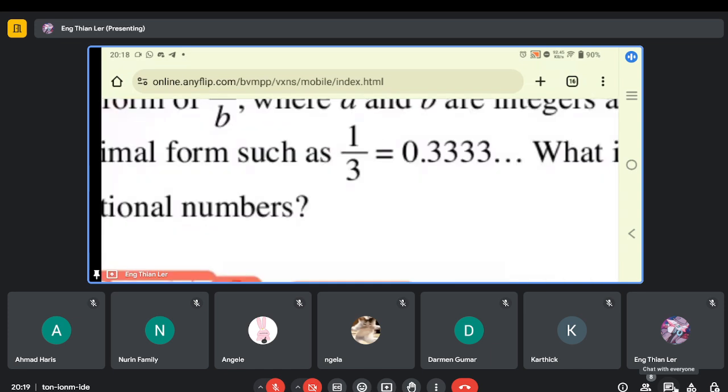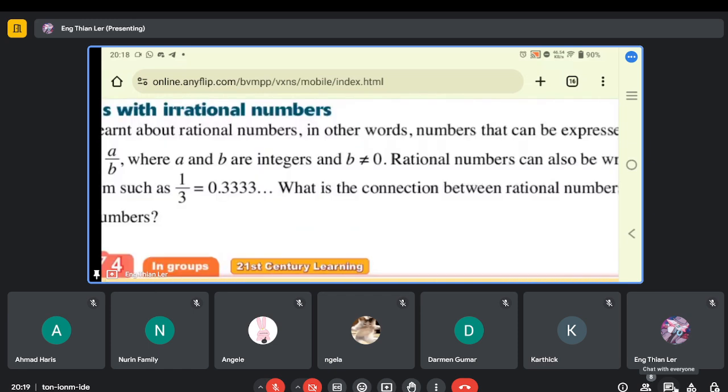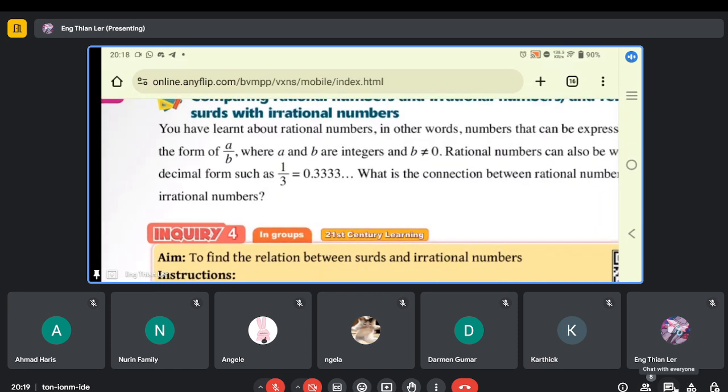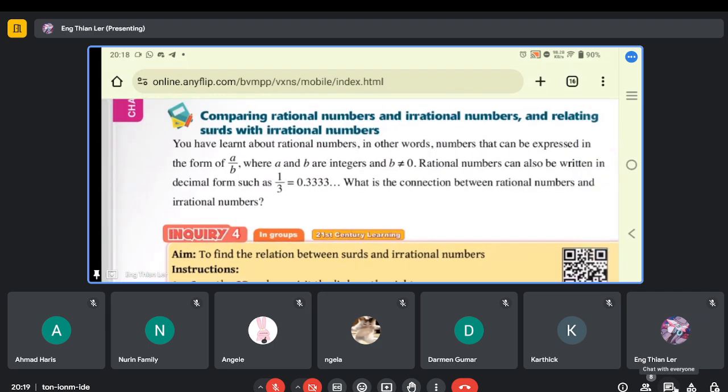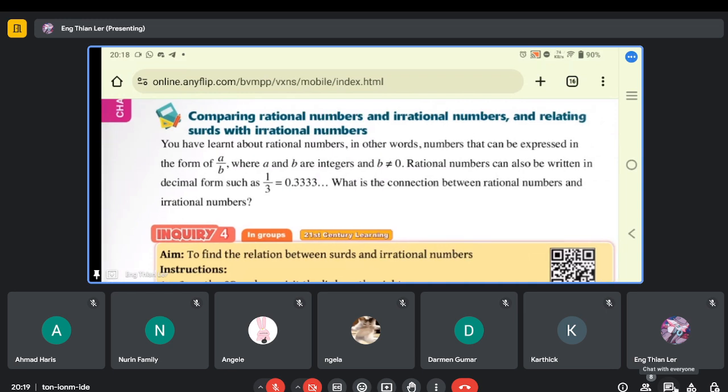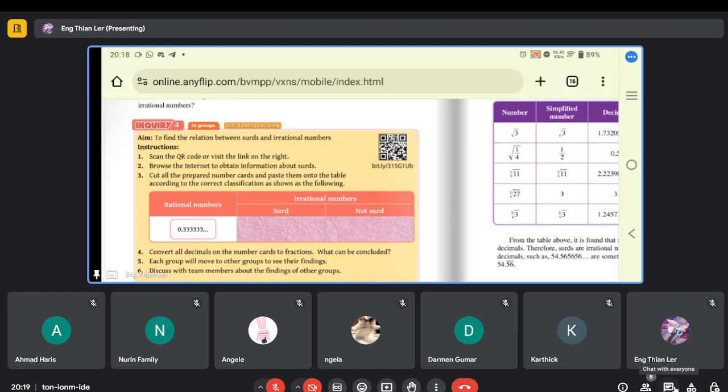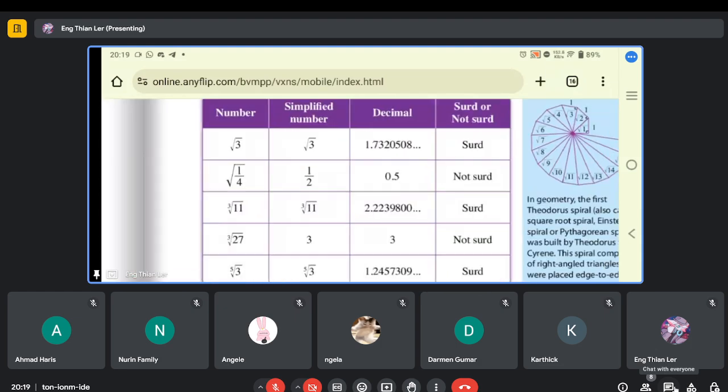As shown here, look at the recurring decimal 0.3333, and you can actually write it as 1 over 3. So 1 over 3 is not a surd. It is a rational number because you can write it using integers. So look at this table here.